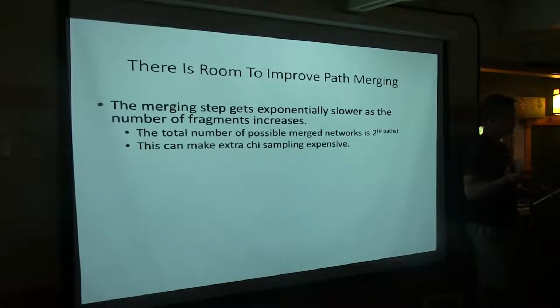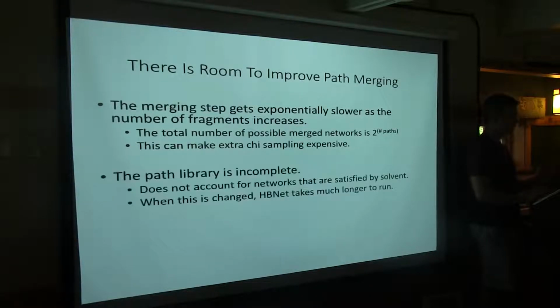This also makes extra chi sampling expensive, like I mentioned before, because as you add extra chi samples, you get very similar networks out of it. And it just extends that list of paths so much that it really hurts this 2 to the n number. A second thing I'd like to talk about is that the path library isn't fully complete.